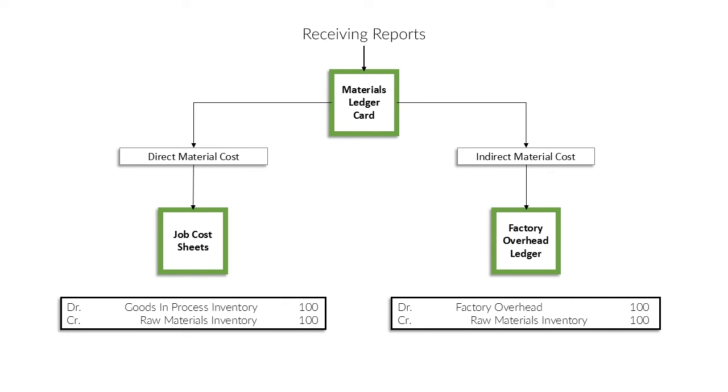For direct materials costs, they're transferred from the raw materials inventory into the goods in process inventory. And for raw materials inventory used for indirect material costs, they're transferred to the factory overhead. So this all seems so confusing, so I'm going to give you an example.